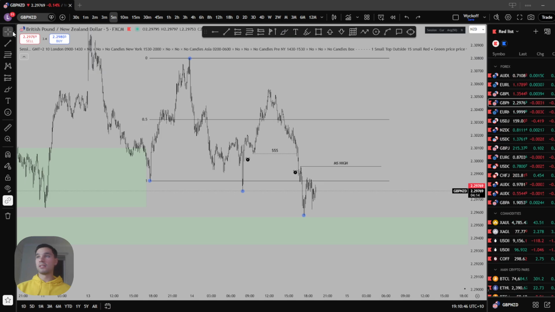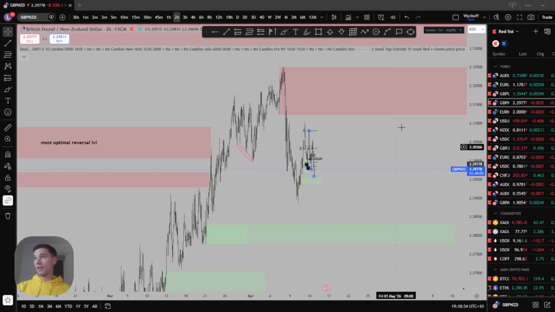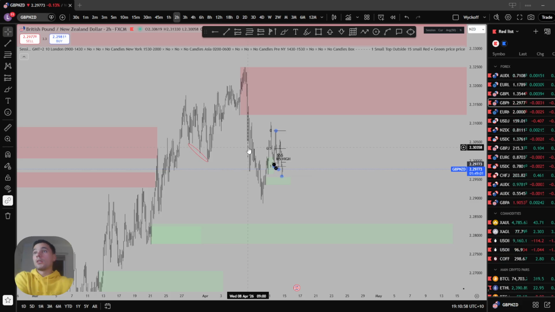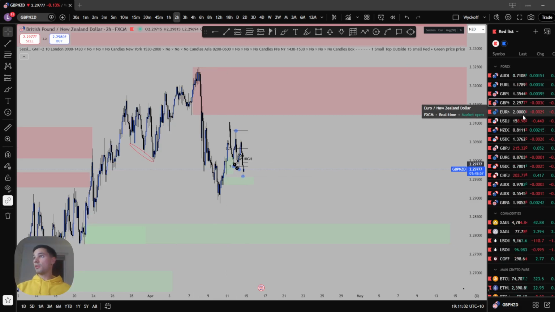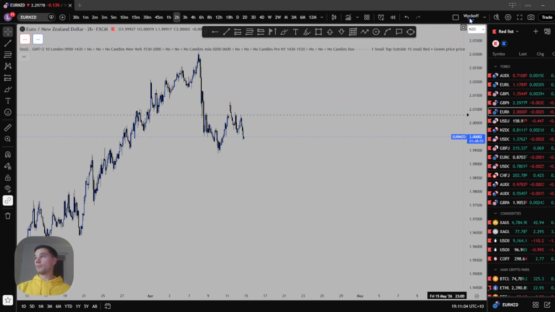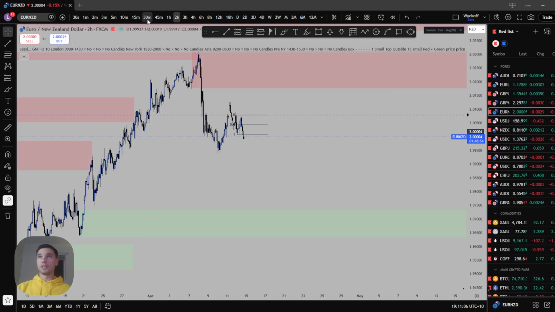on GBP NZD, but only time will tell for now, and price might continue just going lower. So yeah, that's it for now. But we do have supply above, which you would think would get taken at some point. So yeah, there is reason to go a little higher first. Euro NZD.